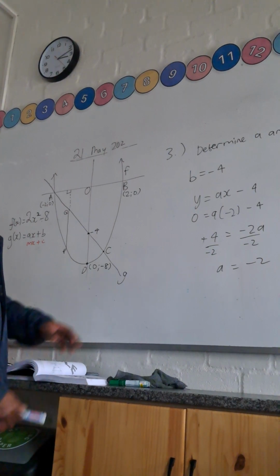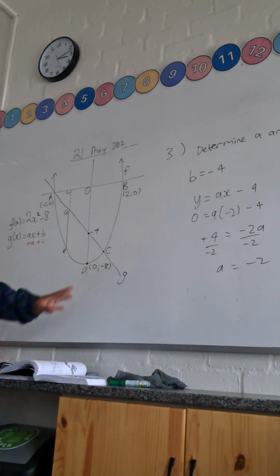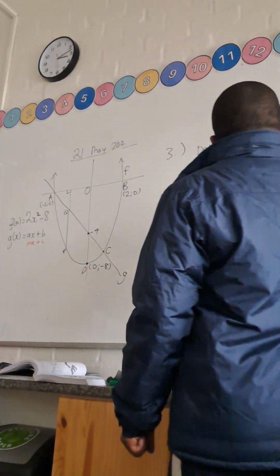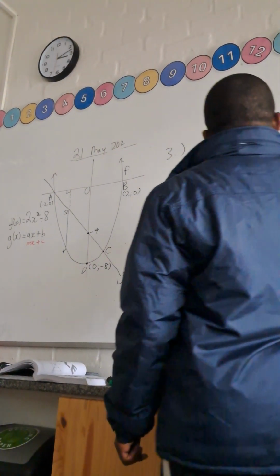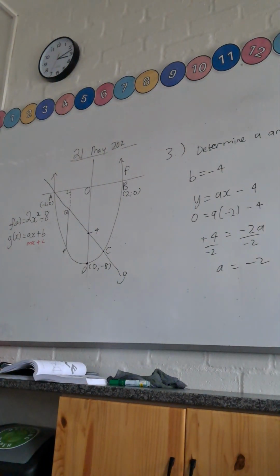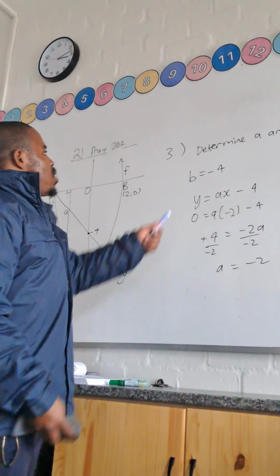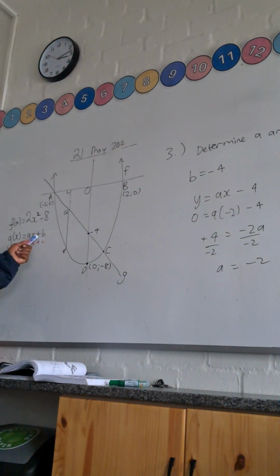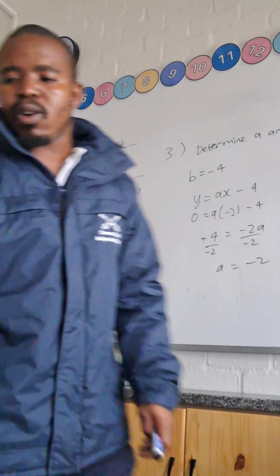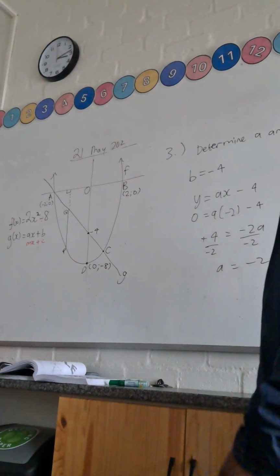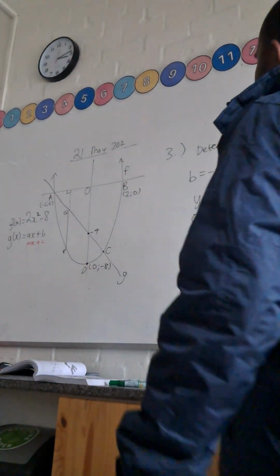Great. Now we have our A, so the actual equation of the line is y equals minus 2x minus 4. That's the equation of the line. Does it all make sense? So now we found A and B. Remember some textbooks use ax plus b instead of mx plus c. Don't let that confuse you. We use y equals mx plus c, they use ax plus b. It's just a different way of writing it.